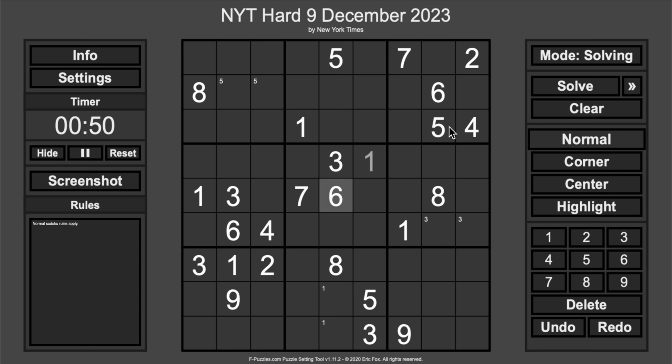This is six, this is six. This six rules that out, so six is on one of these two on the corner, the top corners of box six. I think I'm done there.